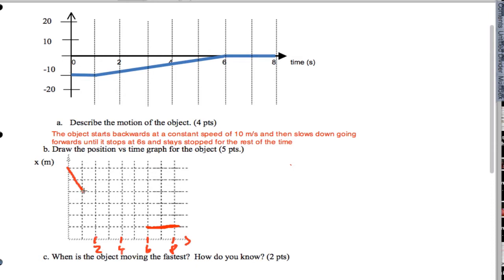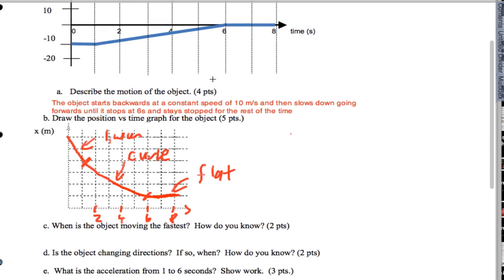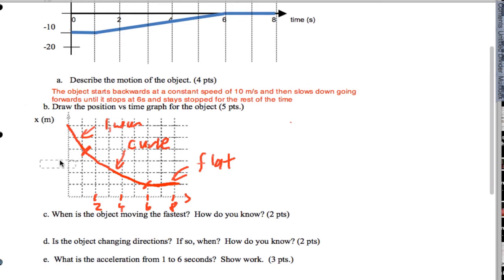And then what we need to do is actually slow down going backwards like this. So that part is a constant velocity. This should be a curve. This is more linear, and this is flat. And so that's basically the graph of this object's position versus time.